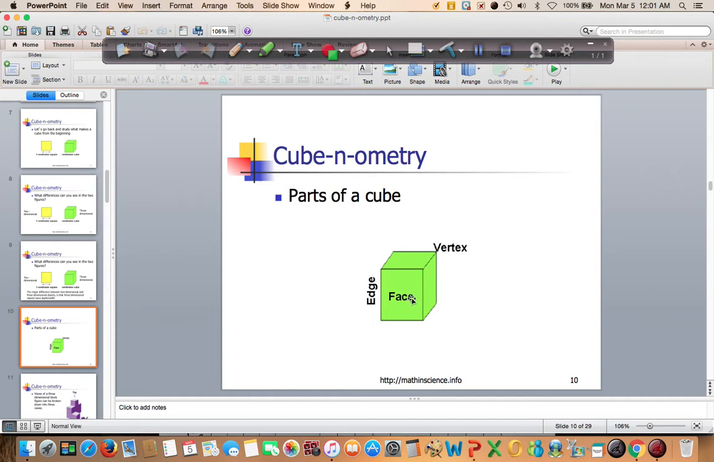So on a cube, you have 1, there's 1 in the back, 2, 3, 4, 5, 6 faces. We have 1, 2, 3, 4, 5, 6, 7, 8, 9, 10, 11 in the back, and 12 on that side. 12 edges, and 1, 2, 3, 4, 5, 6, 7, 8 vertices. In one cube, you have all those different things.